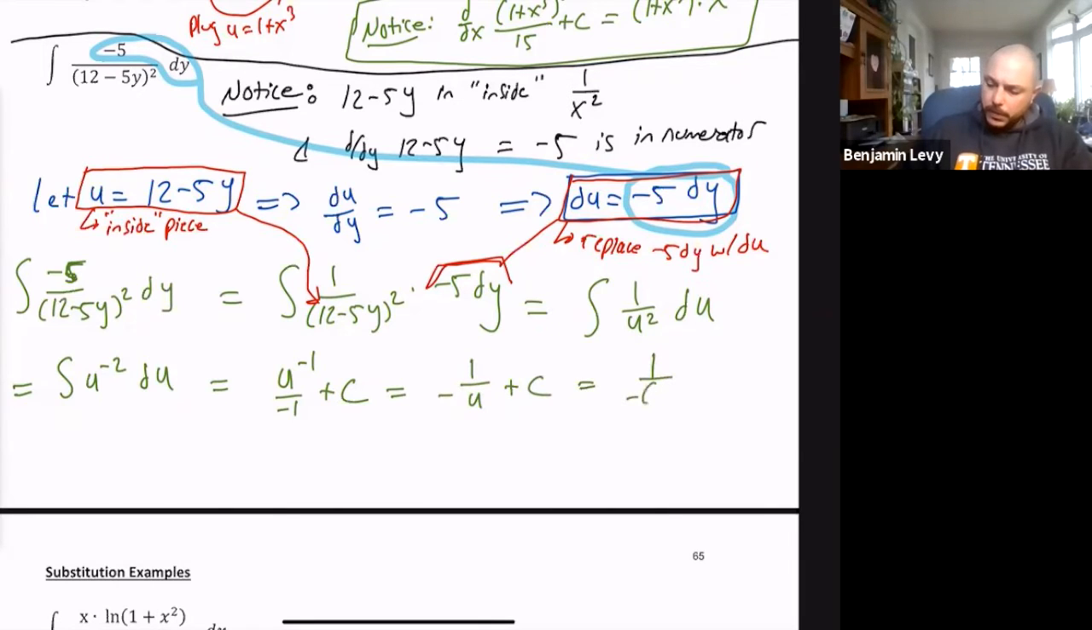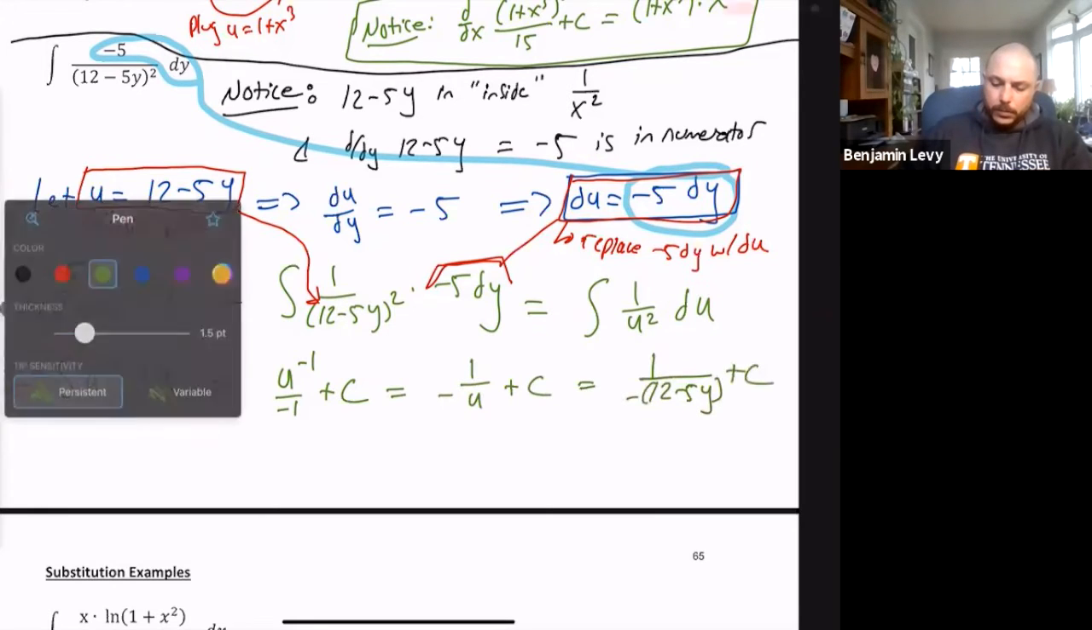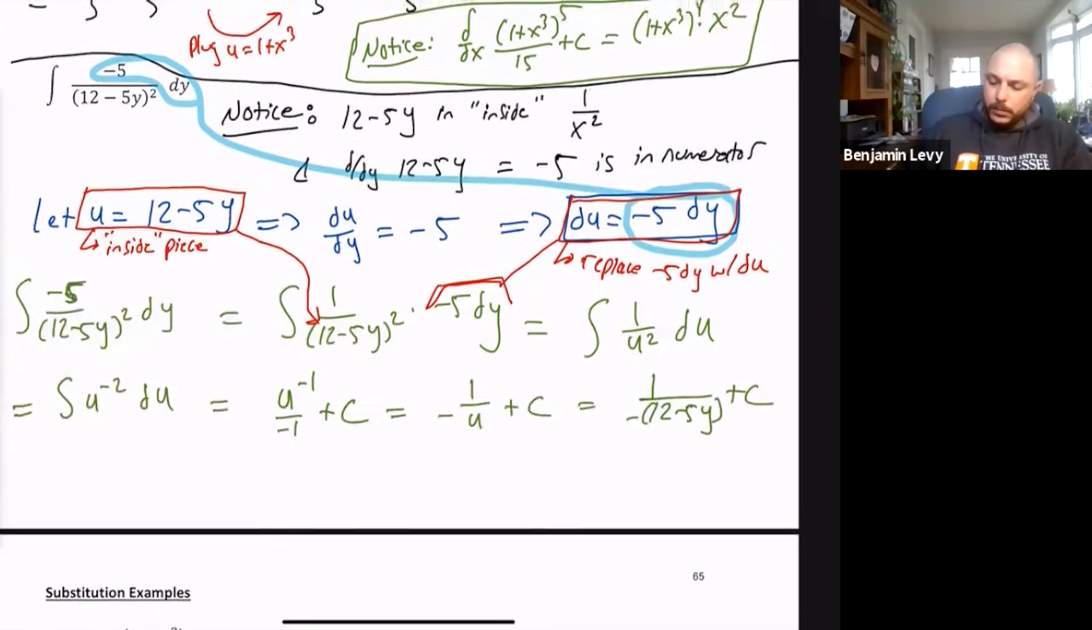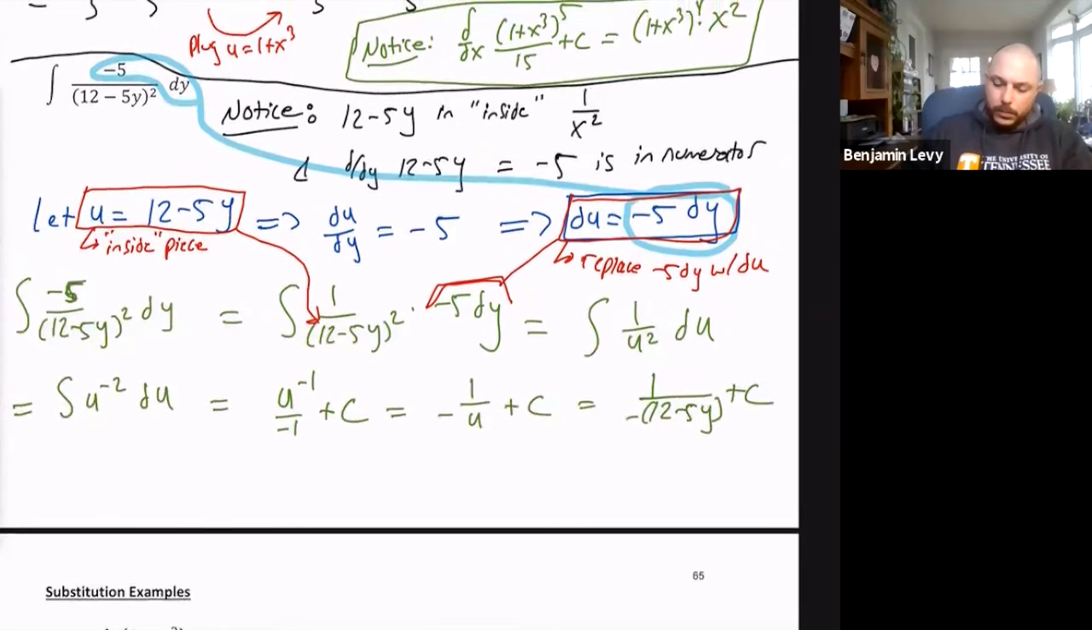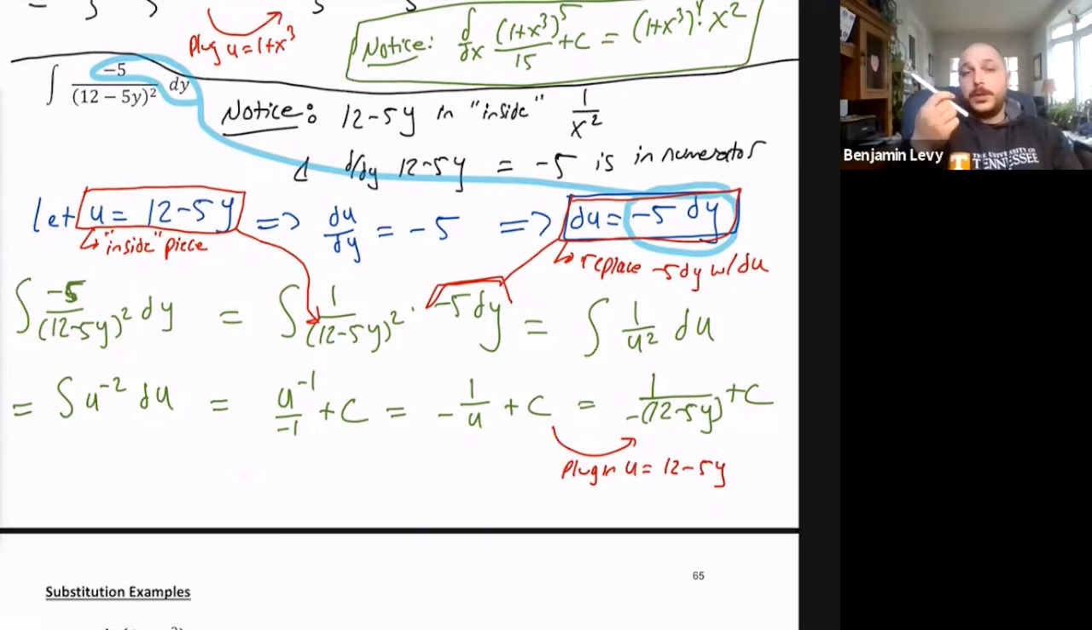Oops, except I don't know what u is. It's 12 minus 5y. What do you think? And if you took the derivative of this, you'd get back to the original, right?